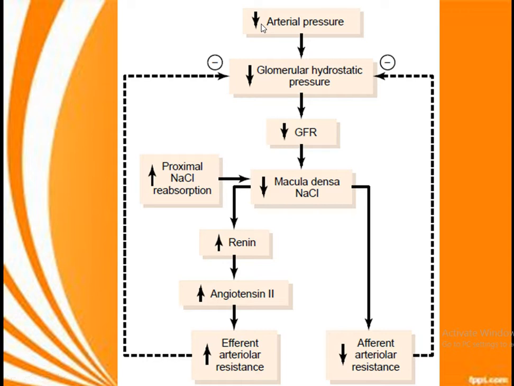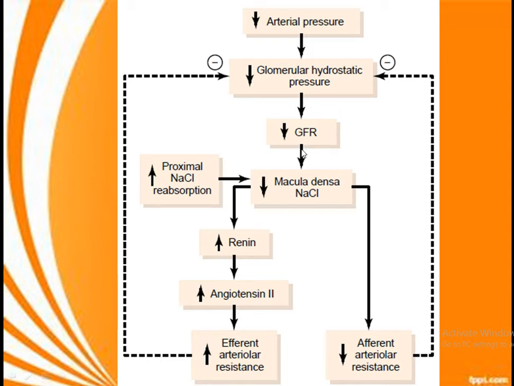What is the role of the kidney to manage this? It involves the renin-angiotensin mechanism, involving the vasoconstriction of the efferent arteriole. So this is the way: decrease in the macula densa sodium chloride concentration. When there is decrease in the arterial pressure, the blood coming to the glomerulus has less pressure.